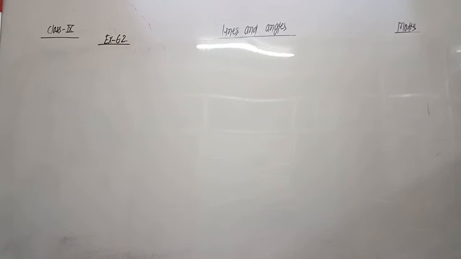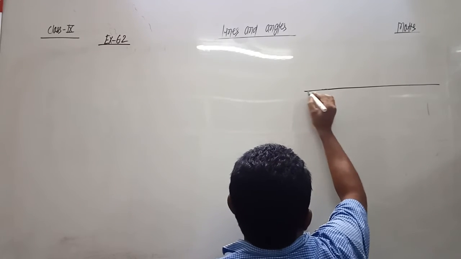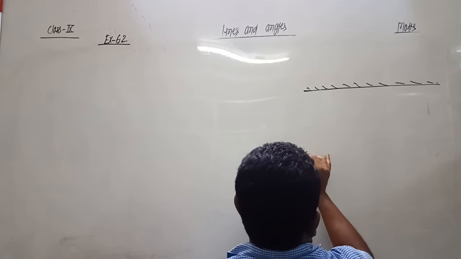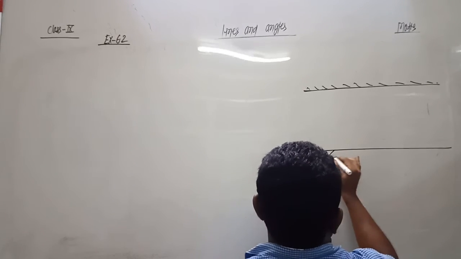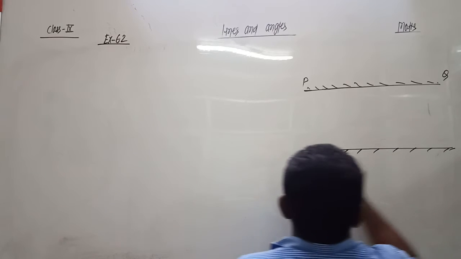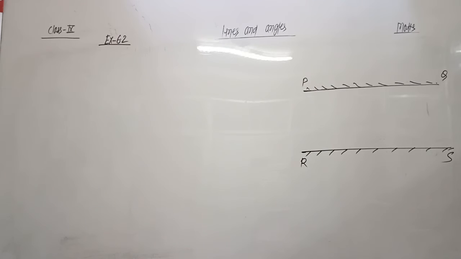Then question number 6. We are given PQ and RS, two mirrors. We have two mirrors, PQ and RS, placed parallel to each other.